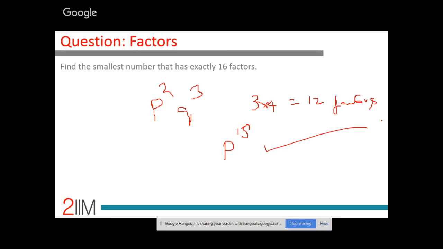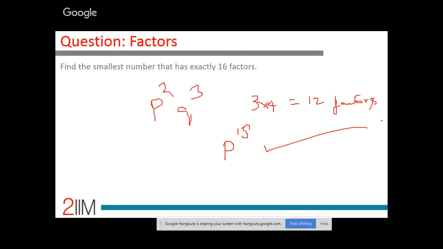Now, smallest number which has 8 factors, which has 10 factors, those are very doable. 16 is tougher. Right? But the idea here is, given that a number has 16 factors, what prime factorization could it have? That's the question. If a number has 16 factors, what could be its prime factorization? Not just one, I want all possible prime factorizations that will result in a number having 16 factors.